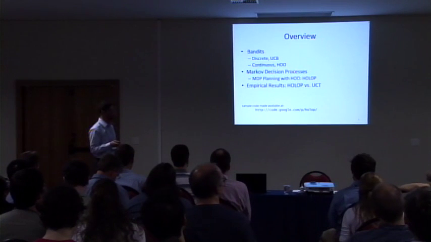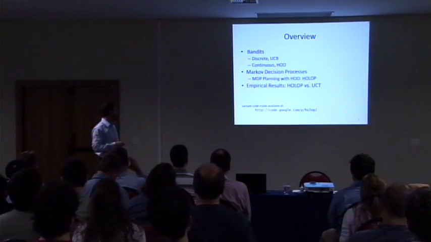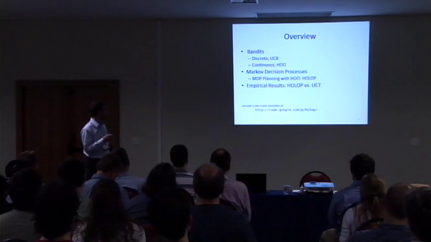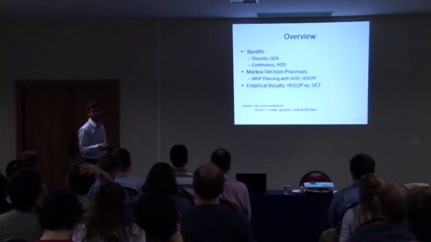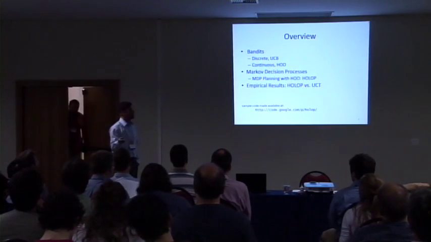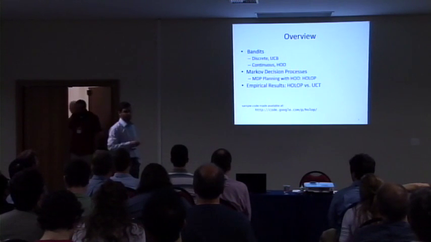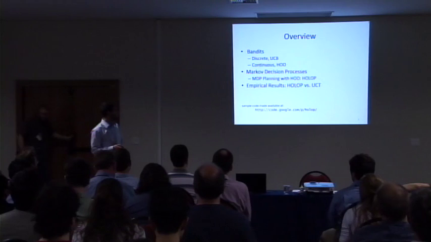In terms of the overview, I'm going to talk about the discrete bandit problem, which is probably the most simple bandit problem that exists, and then the extension to the continuous setting. And from there, I'll go into Markov decision processes, as well as how to turn a bandit planner into a Markov decision process planner. And then finally, I'll show experimental results.